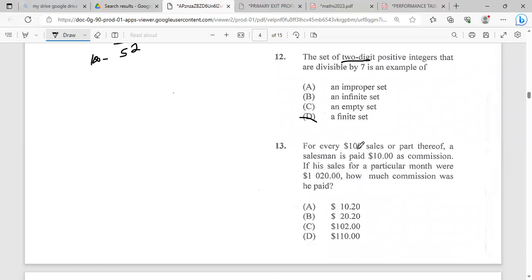It says for every 100 sales or part thereof, a salesman is paid $10 as commission. If his sales for a particular month were $1,020, how much commission was he paid? So for every 100 sales he sells, he will make $10. So that's basically 10% as a commission of his sales for a particular month. His sales were $1,020. How much commission was he paid?